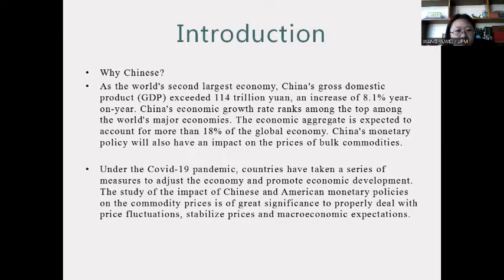And China is the world's second largest economy, and its economic growth rate ranks among the top of the world's major economies. And under the COVID-19, countries have taken serious measures to adjust the economy and promote economic development. The study of the impact of Chinese and American monetary policy on commodity prices is of great significance to properly deal with price fluctuation, stabilize price, and macroeconomic expectation.